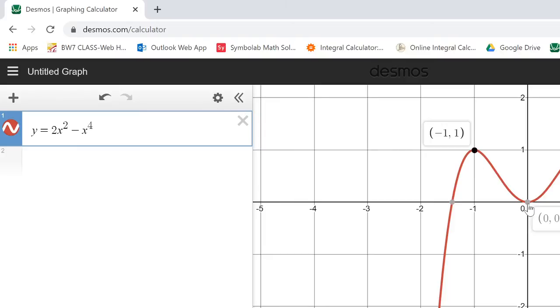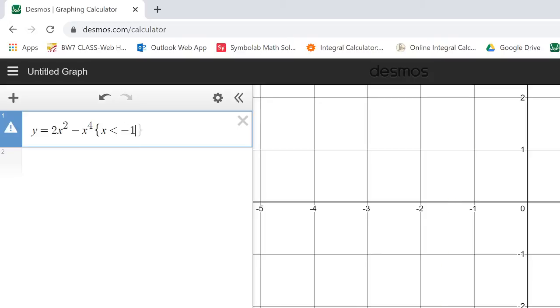Here are some points of interest. What if I restrict the domain? As you can see, there are actually several different ways we can do this. What if I only take into account values in the domain that are less than -1? So let's say x less than -1. And there you go, we have a one-to-one function.